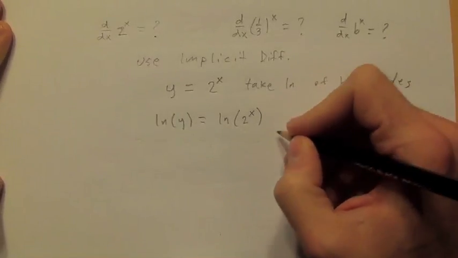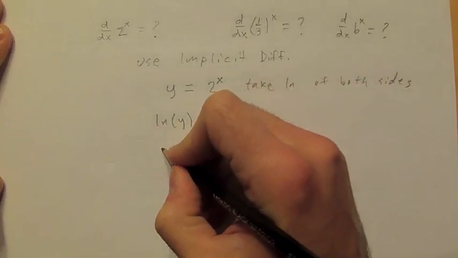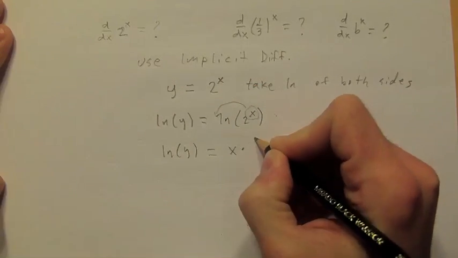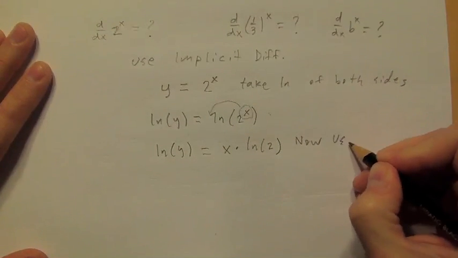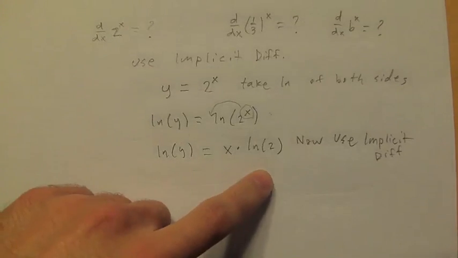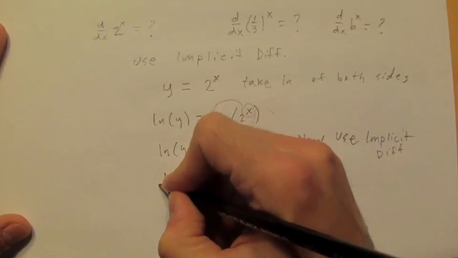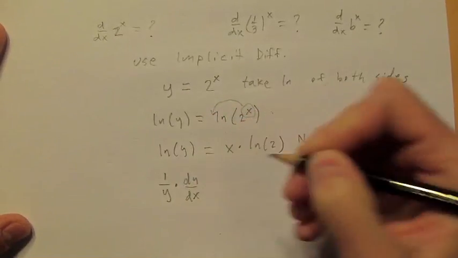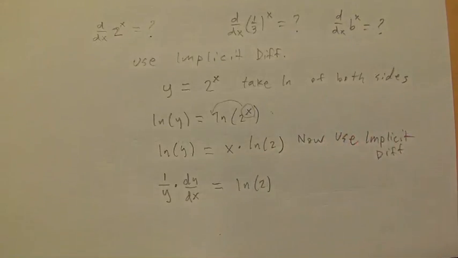All right, and using logarithmic rules, I know I can bring that power outside. So what I have is the natural log of y is equal to x times the natural log of 2. Okay, now we can use implicit differentiation, because this is just x times a constant. We know that the derivative of ln y is going to be the derivative of y over itself, or 1 over y times the derivative of y. So when we take the derivative of both sides, we get 1 over y times dy over dx is equal to, well, the derivative of x times a constant is just going to be that constant, ln 2.